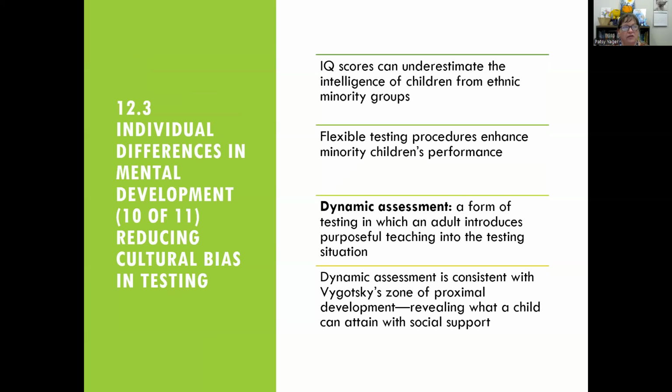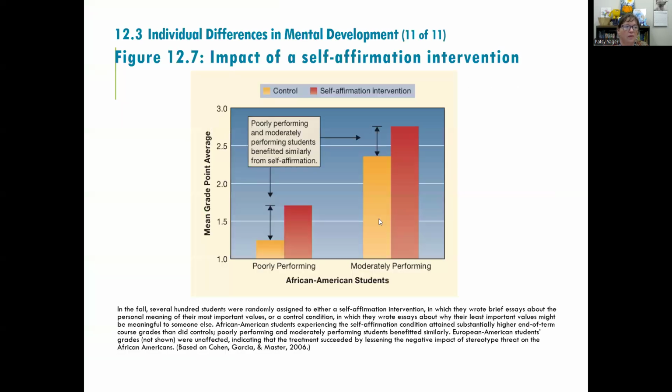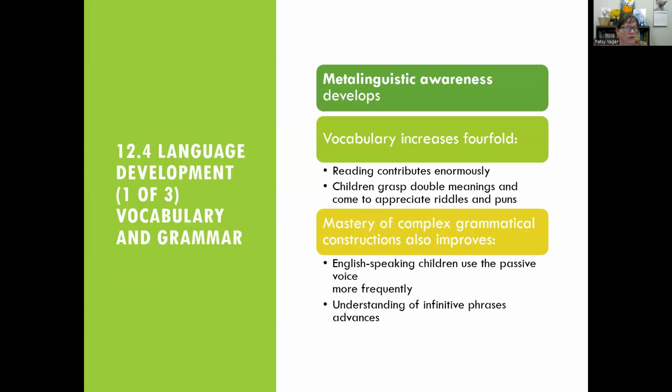IQ scores can underestimate the intelligence of children from ethnic minority groups. Flexible testing procedures can enhance that performance. Dynamic assessment is a form of testing in which an adult introduces purposeful teaching into the testing situation. It's consistent with Vygotsky's zone of proximal development, and reveals what a child can attain with social support. And so giving them the instruction or the aid or the information that they really need to be successful helps them score higher. This is just another visual. It's in your textbook. You can take a look at it there.